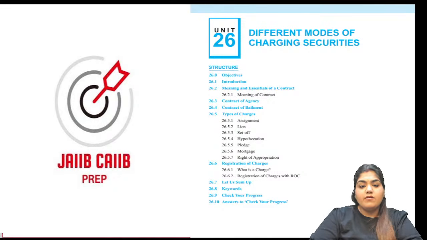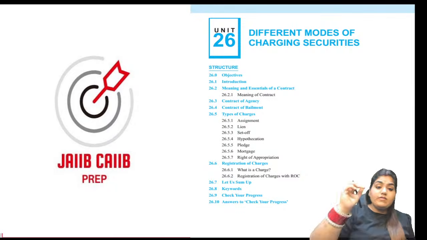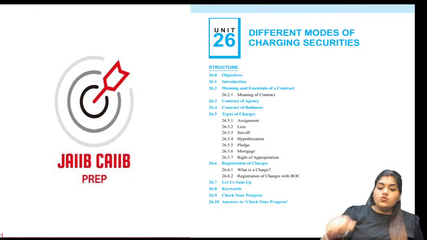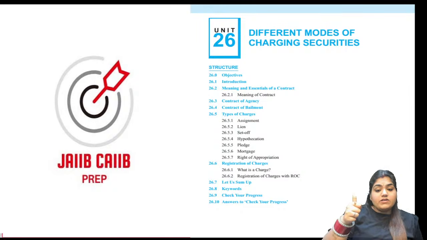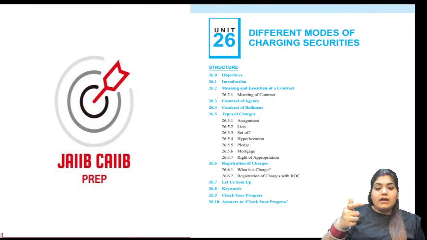Next, now we have different modes of charging security. Here we have talked about assignment, lien, set off, hypothecation, pledge. These are the forms of how to create a charge. Mortgage is used for immovable property. Assignment is for book debts and actionable claims. Lien and set off cannot be done simultaneously.